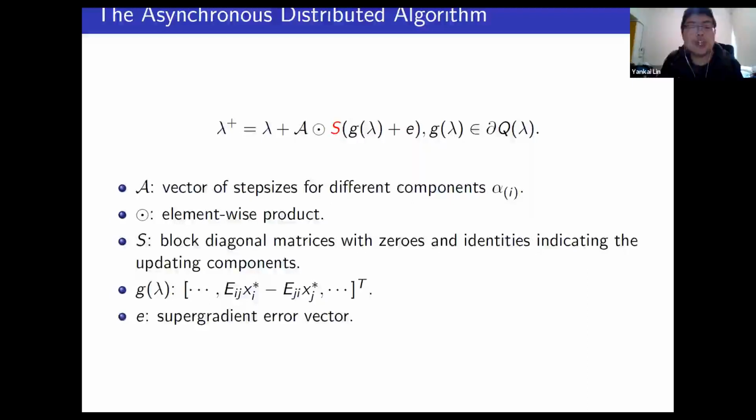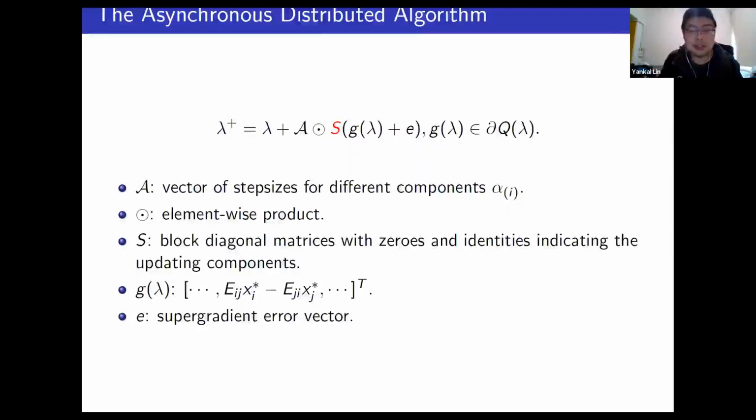And if it's identity, then that corresponding component will be updated following this equation. And this G lambda is an element of the superdifferential of the dual function, and that particular element is derived from minimizing the individual Lagrangian to get this xi. So it's guaranteed to be one element. There may be some others, but we don't care. What we're interested in is just a supergradient of this form.